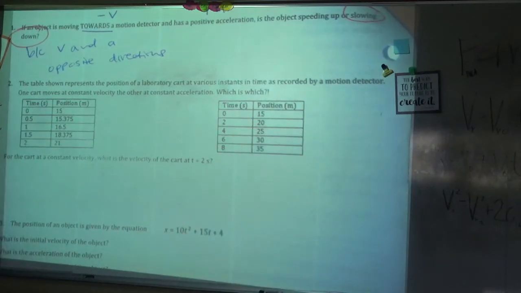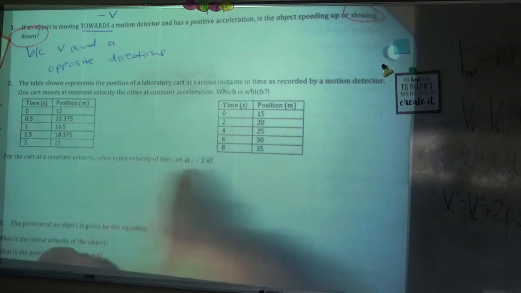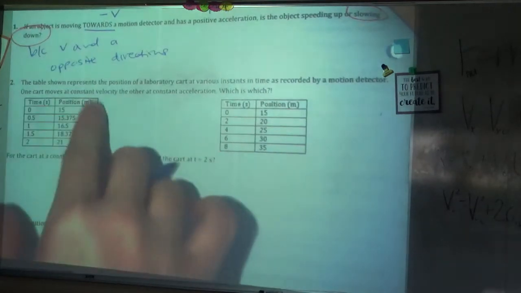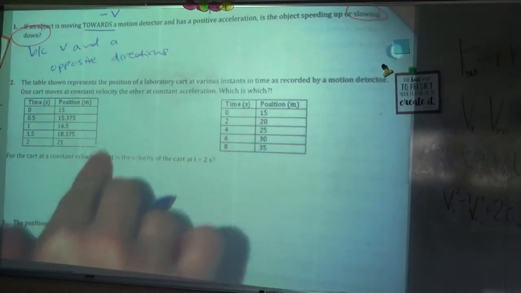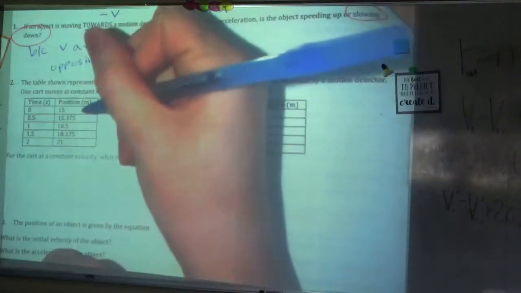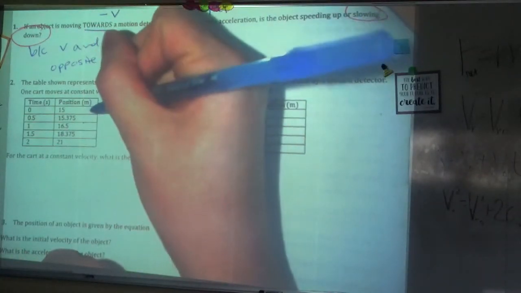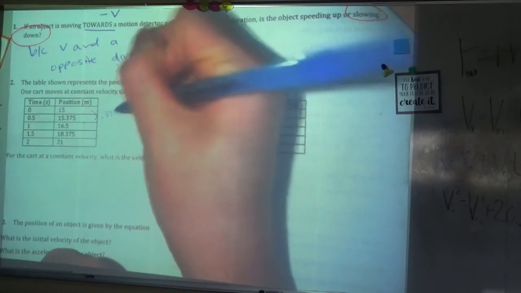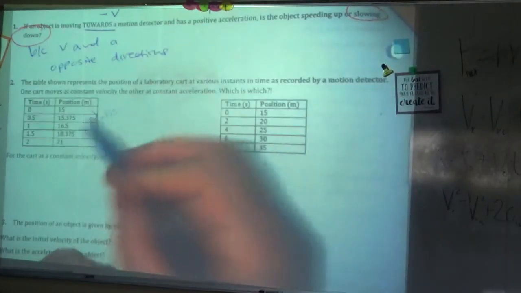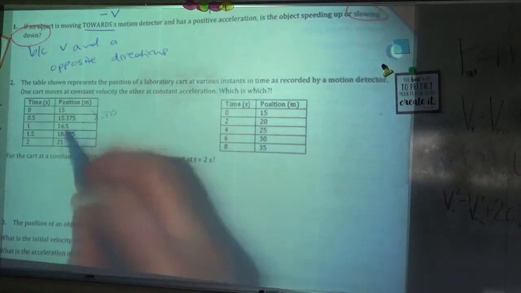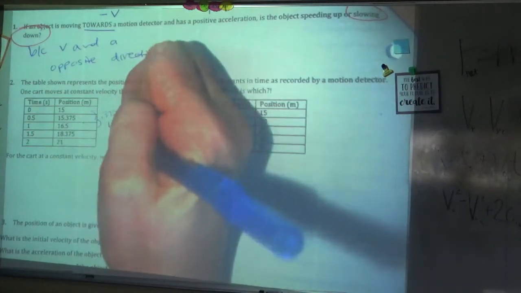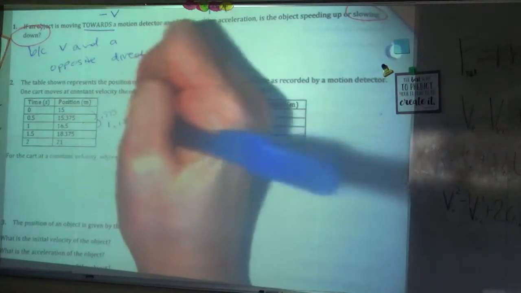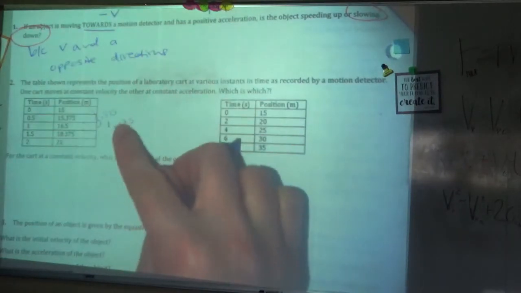We have two tables, and I have position as a function of time for two different carts. One is going to move at a constant velocity, the other at a constant acceleration, and we're trying to decide which. So I'm going to look at the distance traveled in each interval. If this is at 15 meters and then 0.5 seconds later it's at 15.375, it's moved 0.375. And then from 15.375 up to 16, now it's moved 1.125.